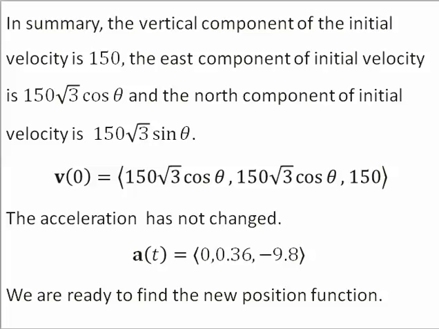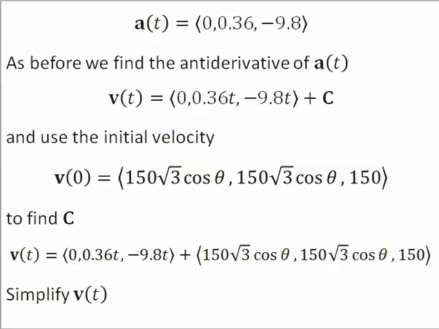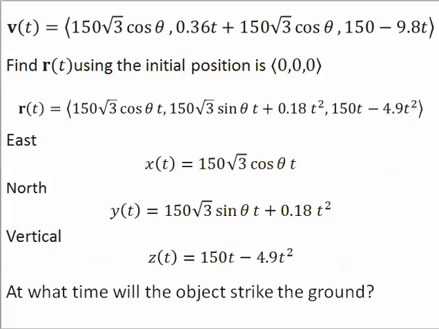The acceleration has not changed, and we are now ready to find the new position function. We find the antiderivative of acceleration and use the initial velocity to find c. Then we simplify. After we simplify, we find the position function using that the initial position is 0, 0, 0.